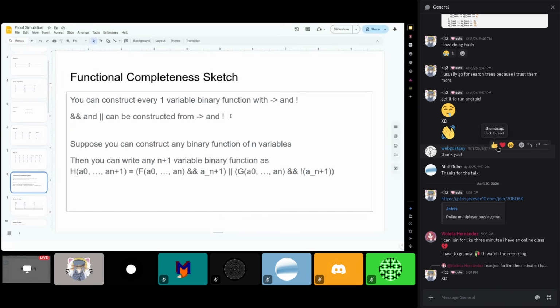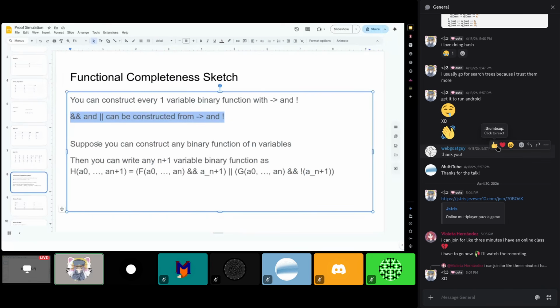So that's good. Now, this proof is by induction on the number of variables in your Boolean function, or the number of variables that your Boolean function takes. So suppose you can construct any binary function of n variables. Then you can write any n plus one variable binary function as this mess.